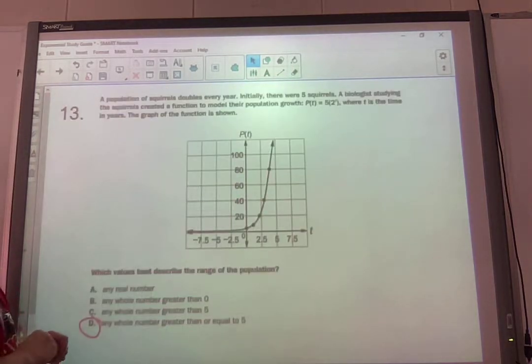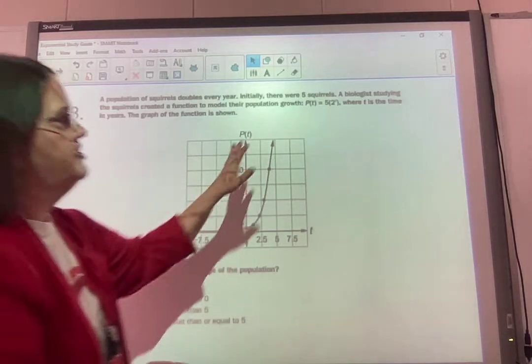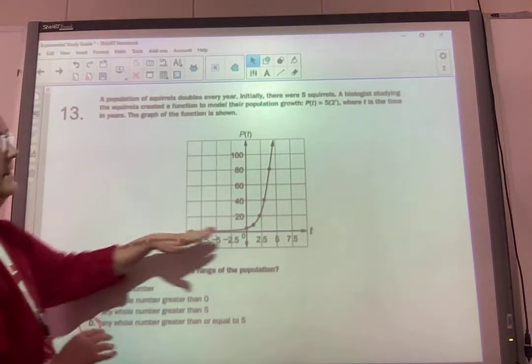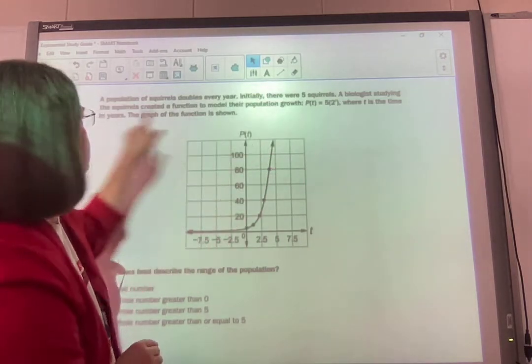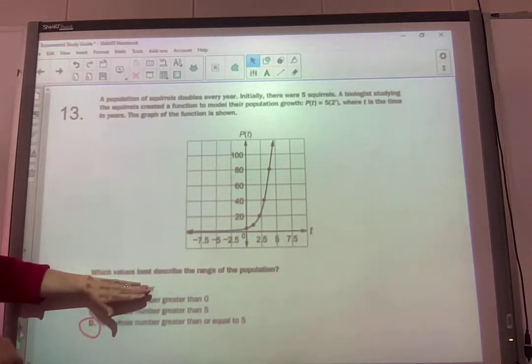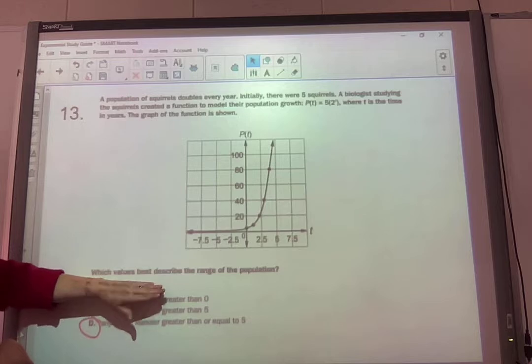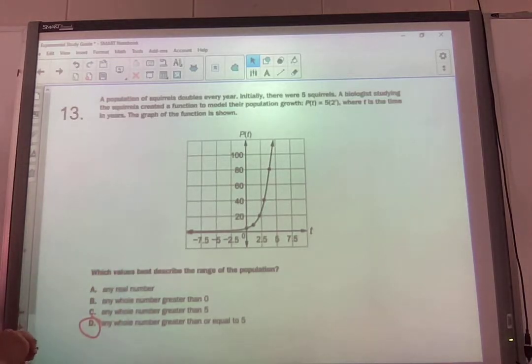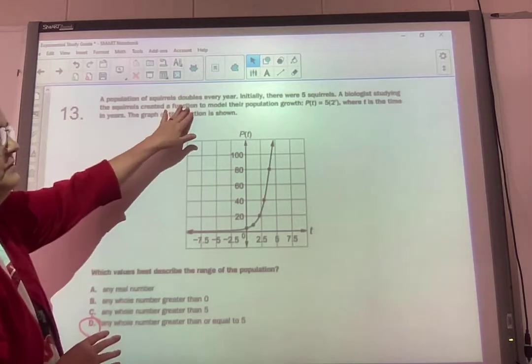A population of squirrels doubles every year. Initially, there were 5 squirrels. A biologist studying the squirrels created a function to model their population growth of this. They give you an equation. Basically, you're just looking at the graph, and it says where t is the time the graph of the function is shown. All right, look at the question. Which value best describes the range of the population? All right, realize you're talking range. You're not talking just range of the graph, you're talking range of this.